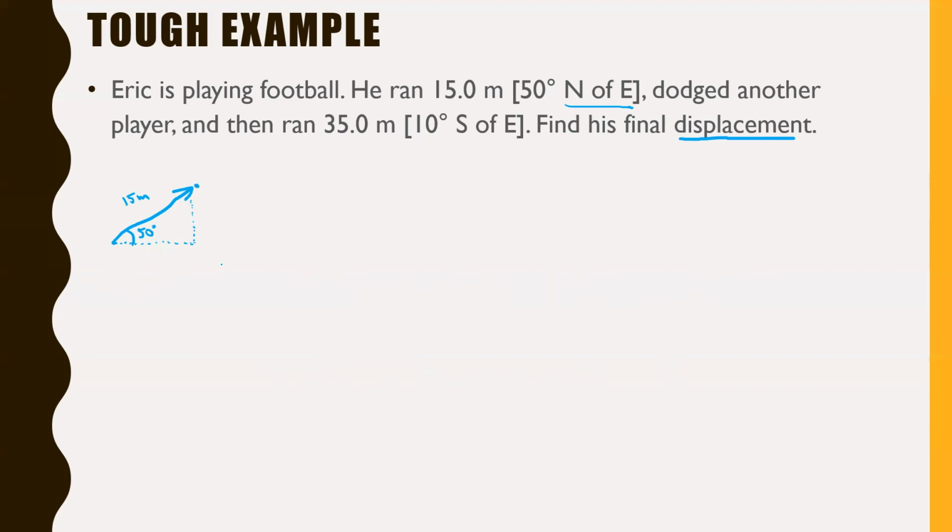And then from that point, he ran 35 meters, 10 degrees south of east. So south of east means you go east first and then south. And 35 meters is more than double what we just did here. So I'm actually going to go quite a ways here. I'm going to say like all the way over there at least.